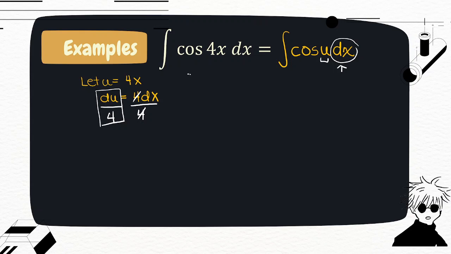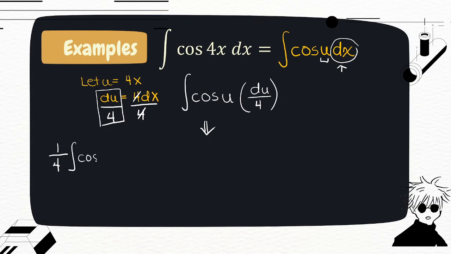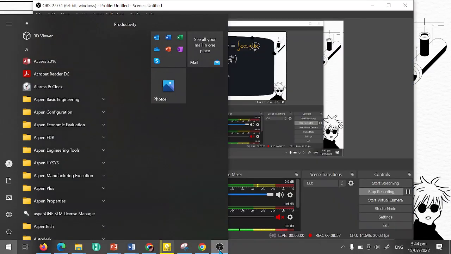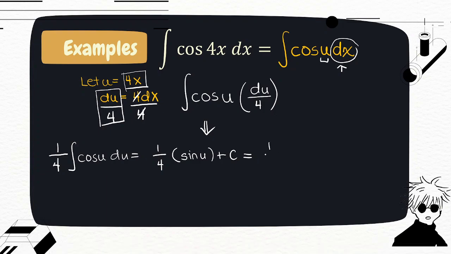If we replace that, we are going to get cosine u multiplied to du over 4. Ano papansin mo? Pwede nang isolve, di ba? Lalabas natin si 1/4, then we are going to get the integral of cosine u multiplied to du. What's the integral of cosine u? Equal to 1/4 times sine u plus c. Sine what? What is our u? Our u is equal to 4x, di ba? So, substitute lang natin doon and we are going to get 1/4 sine 4x. Tama?